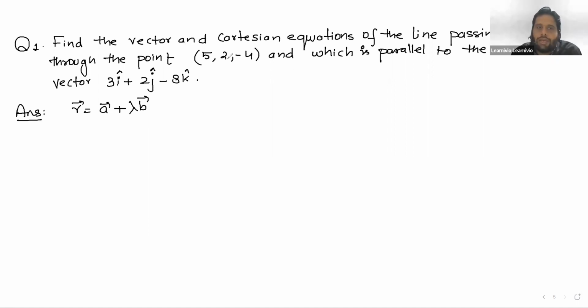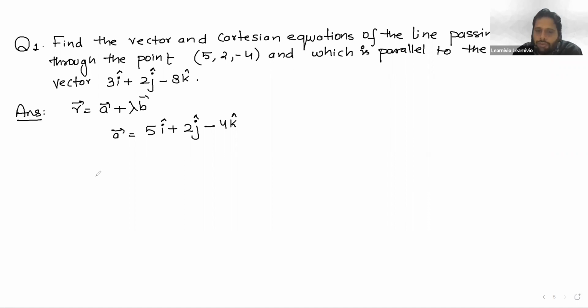The line is passing through this point. So we can form a vector. Let a be equal to, we can form a vector here. So vector a will be 5i cap plus 2j cap minus 4k cap. Okay. Vector a is equal to 5i cap plus 2j cap minus 4k cap. This is vector a. Now, Abdur, can you tell me what is the vector b here?